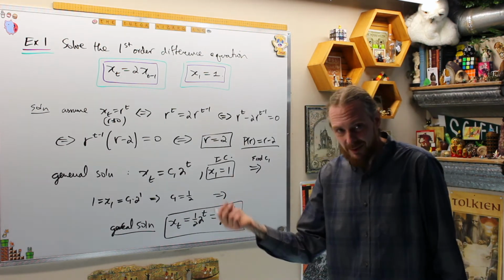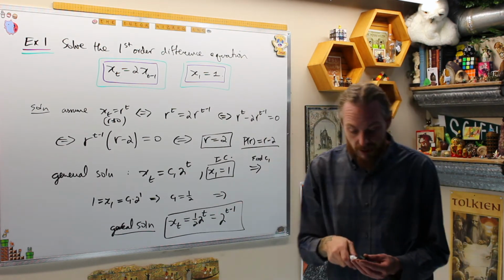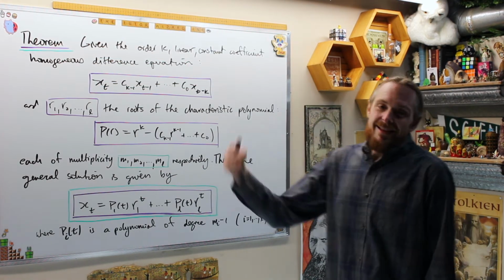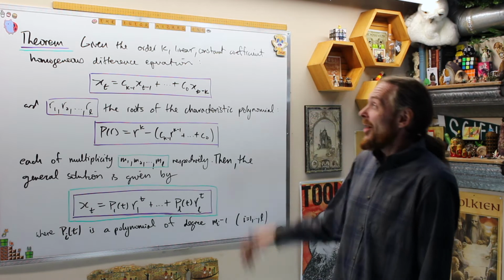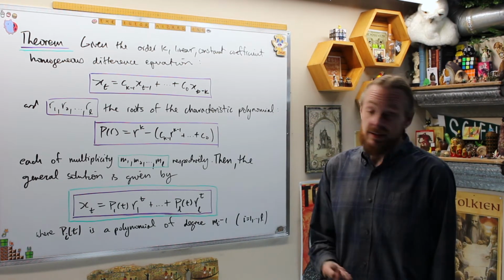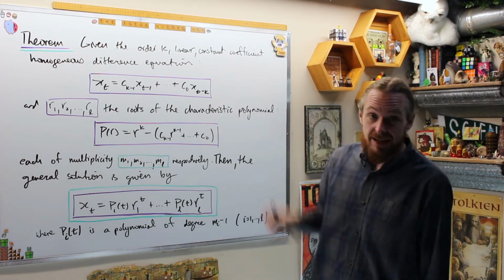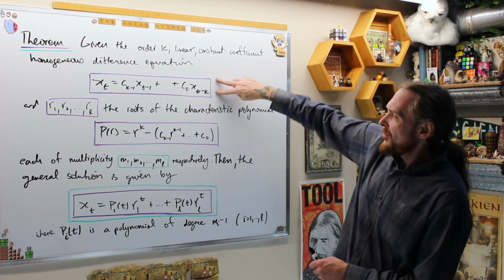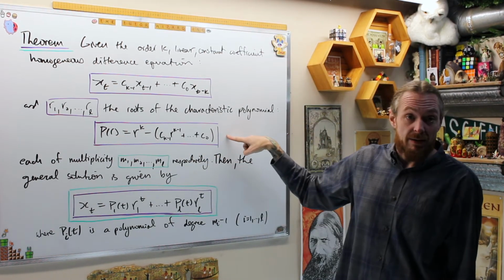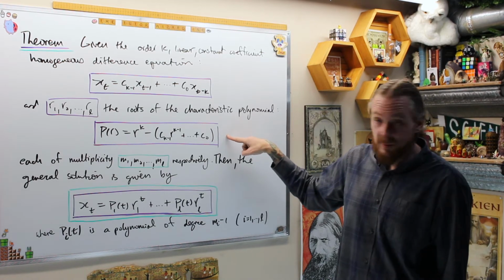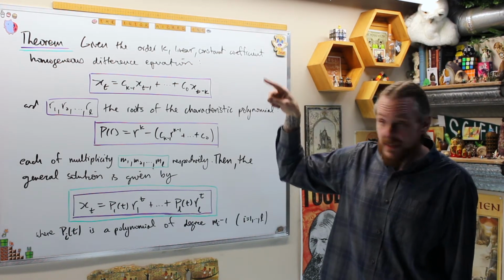Now let's state the general theorem and then I'll do some higher order ones. Alright, the main theorem for homogeneous linear order k constant coefficient difference equations. How do we solve these? Assume that we're given this equation. Assume that this is our associated characteristic polynomial, by cleverly assuming that our solution is r^t.